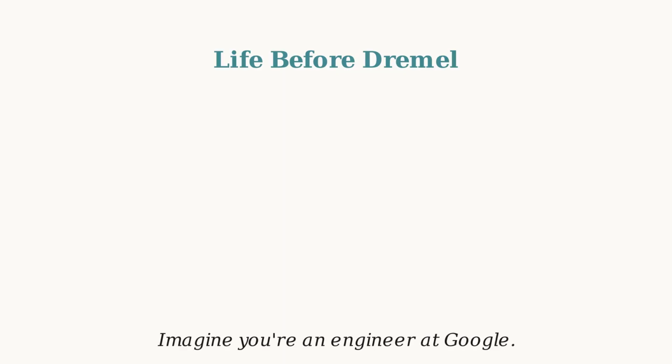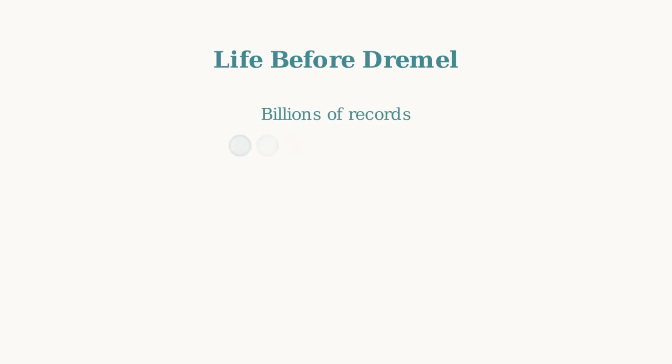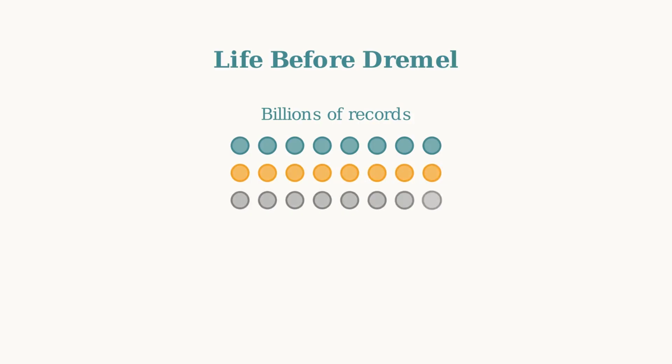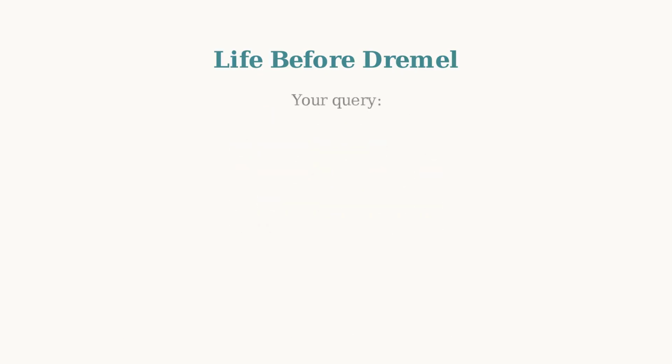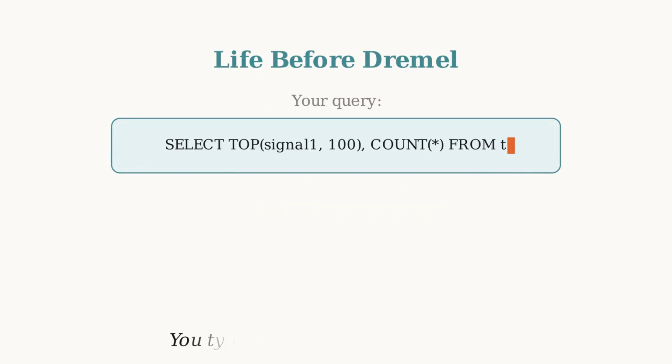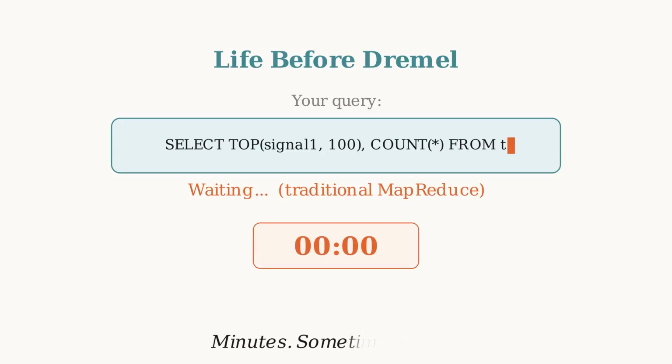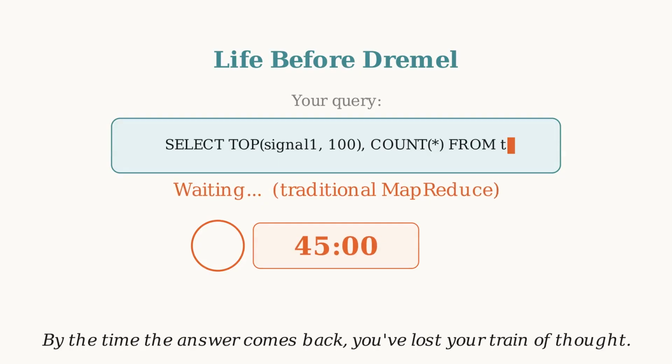Imagine you're an engineer at Google. You've just run a job that produced billions of records, new signals extracted from web pages. You want to explore them. You type a query. And then you wait. Minutes. Sometimes hours. By the time the answer comes back, you've lost your train of thought. This is life before Dremel.